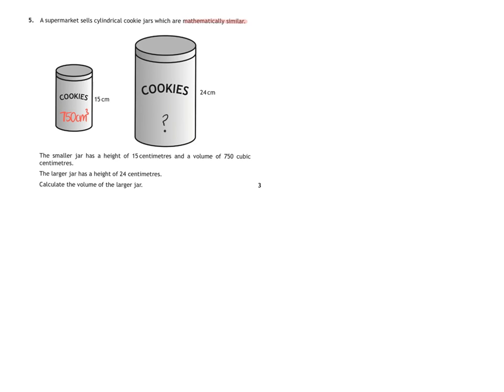So the first thing we need to do is, this is similar shapes, so we need to find our linear scale factor. Because we're trying to find something on the bigger jar, we need to find how it increases. So it's going to be our larger number divided by our smaller one, because it's an enlargement scale factor. So it's going to be 24 over 15. Then to find the volume scale factor, because we know the volume, we need to cube our linear scale factor.